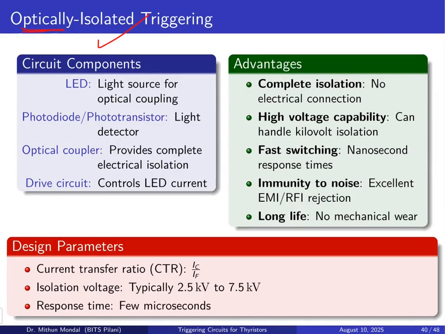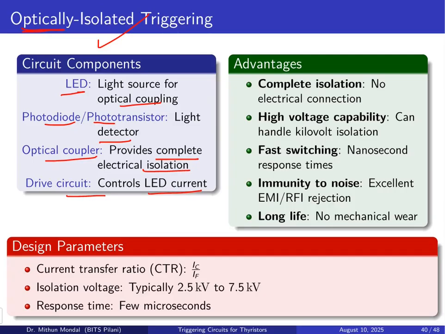As the name states, optical, so you have a light source. The circuit components involve the LED, which is the light source for optical coupling. You can have a photodiode or phototransistor, which is the light detector, an optical coupler, which provides the complete electrical isolation, and the drive circuit, which controls the LED current.